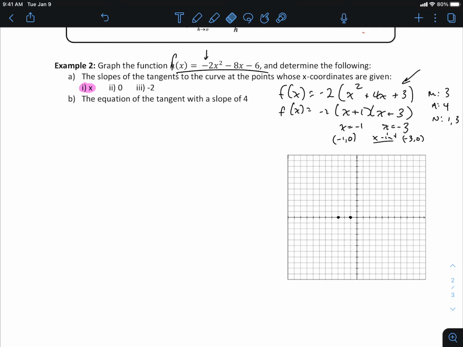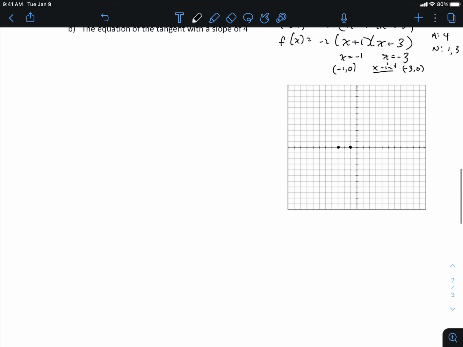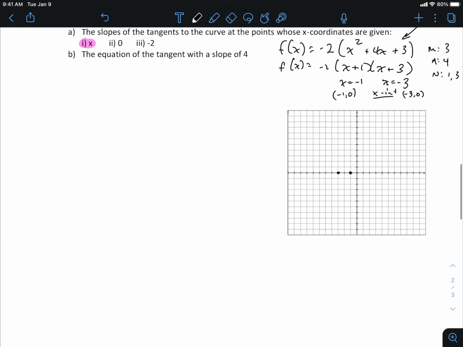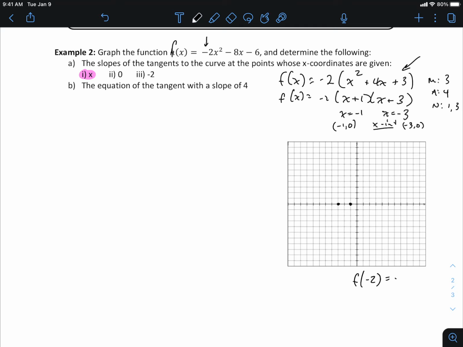Well, we know that the maximum is going to occur right in between these two values. What is this value? X equals -2, right? So let's find the y value. F of -2 is equal to, just plug the values in, right? Negative 2 times -2 squared minus 8 times -2, minus 6. If you do the math on that, you should see that you'll get +2, which means here's your parabola at 2.